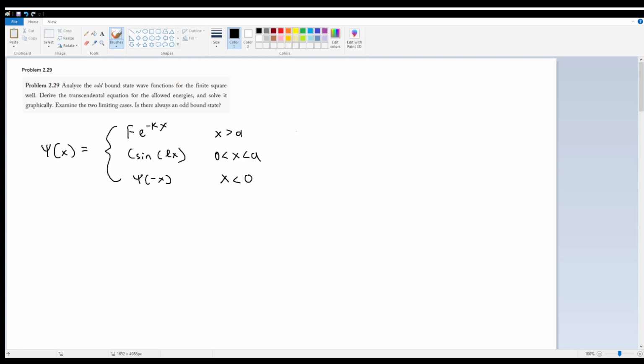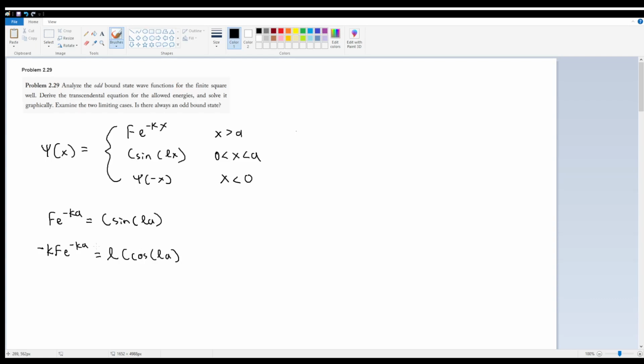And from that point, the method for solving this is the exact same as before, where we just take the same continuity conditions: continuity of psi and d psi by dx at x equals a. Let's start with continuity of psi. We have F e to the negative ka has to be equal to C times sine of la. And then the continuity of the derivative at x equals a gives us negative k F times e to the negative ka has to equal L times C cosine of la.